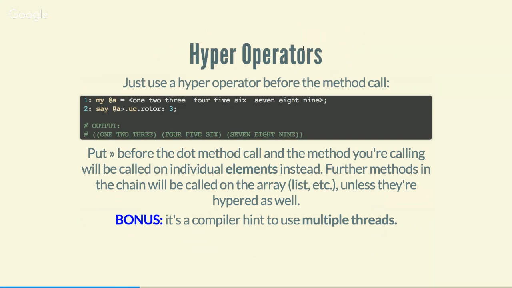You can use this hyperoperator before the method call. What it tells Perl is not to call it on the array itself, but on the elements of that array. Or it could be a list or a sequence. It works there as well. And you can see we can still continue that chain and call rotor after the hypercall. So that really simplifies the code. That's why you probably would use it right now, and the compiler might optimize too. But eventually, it will be a hint to use multiple threads. So one day, you will wake up and find your code runs faster.